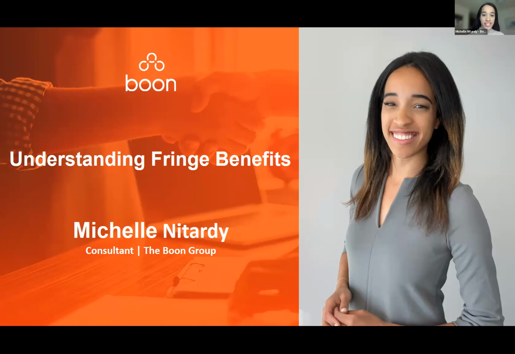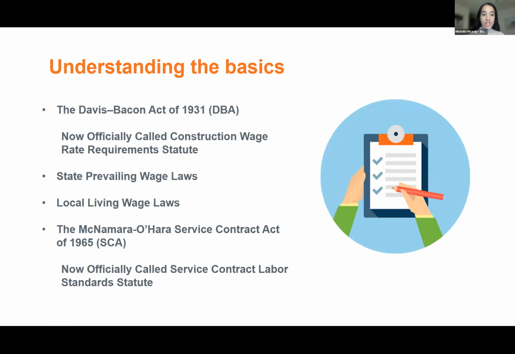All right, so let's talk about fringe benefits. Next slide, please. So Terry talked about the labor acts that are subject to fringe. Everyone that I work with still calls it the Davis-Bacon Act, but now it's officially called the Construction Wage Rate Requirement Statute. There's also state prevailing wage laws, local living wage laws, as Terry mentioned, and then the Service Contract Act, which is now officially called the Service Contract Labor Standards Statute.